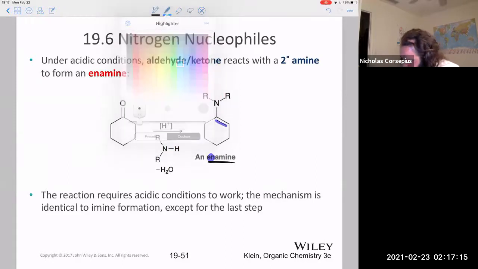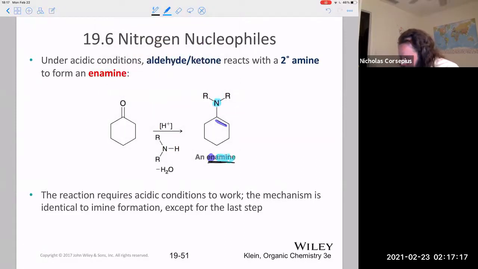Next to the amine group. So an enamine is what happens when you have a secondary amine reacting with your aldehyde or ketone. Tertiary amines will not react with aldehydes or ketones. So it'll be either primary or secondary, or if you're ammonia, you would form an imine.